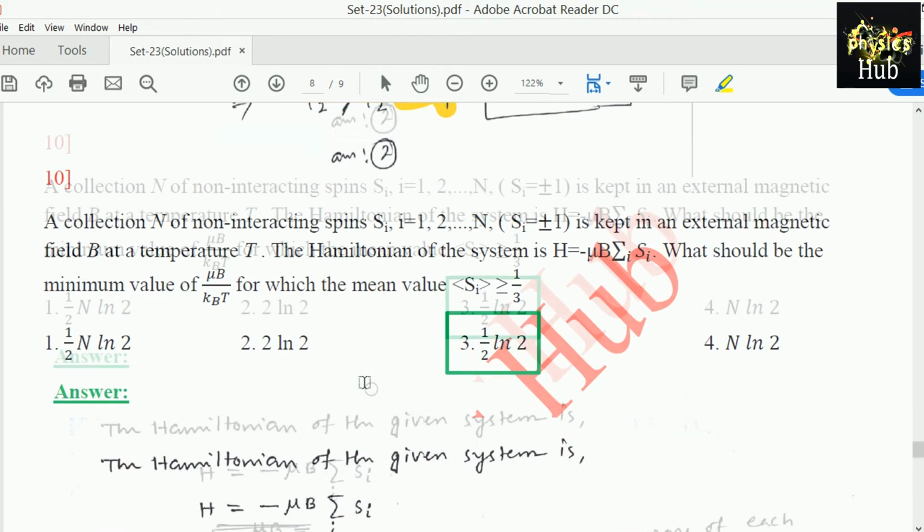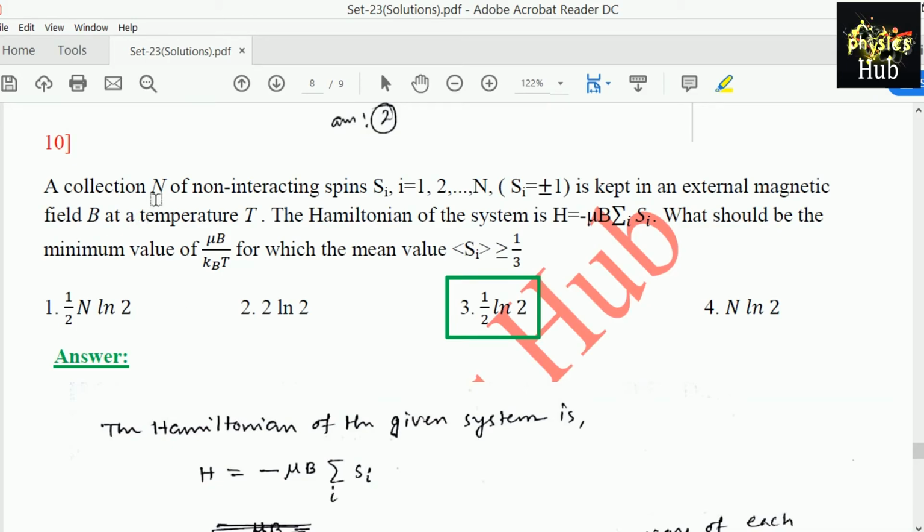Okay, finally question number 10. A collection of n non-interacting spins, Si, i equals 1, 2, ..., n, with Si equals plus or minus 1, is kept in an external magnetic field B at a temperature T. The Hamiltonian of the system is H equals minus mu B sum over i of Si. What should be the minimum value of mu B by kBT for which the mean value, the average of Si, is greater than or equal to 1 by 3?